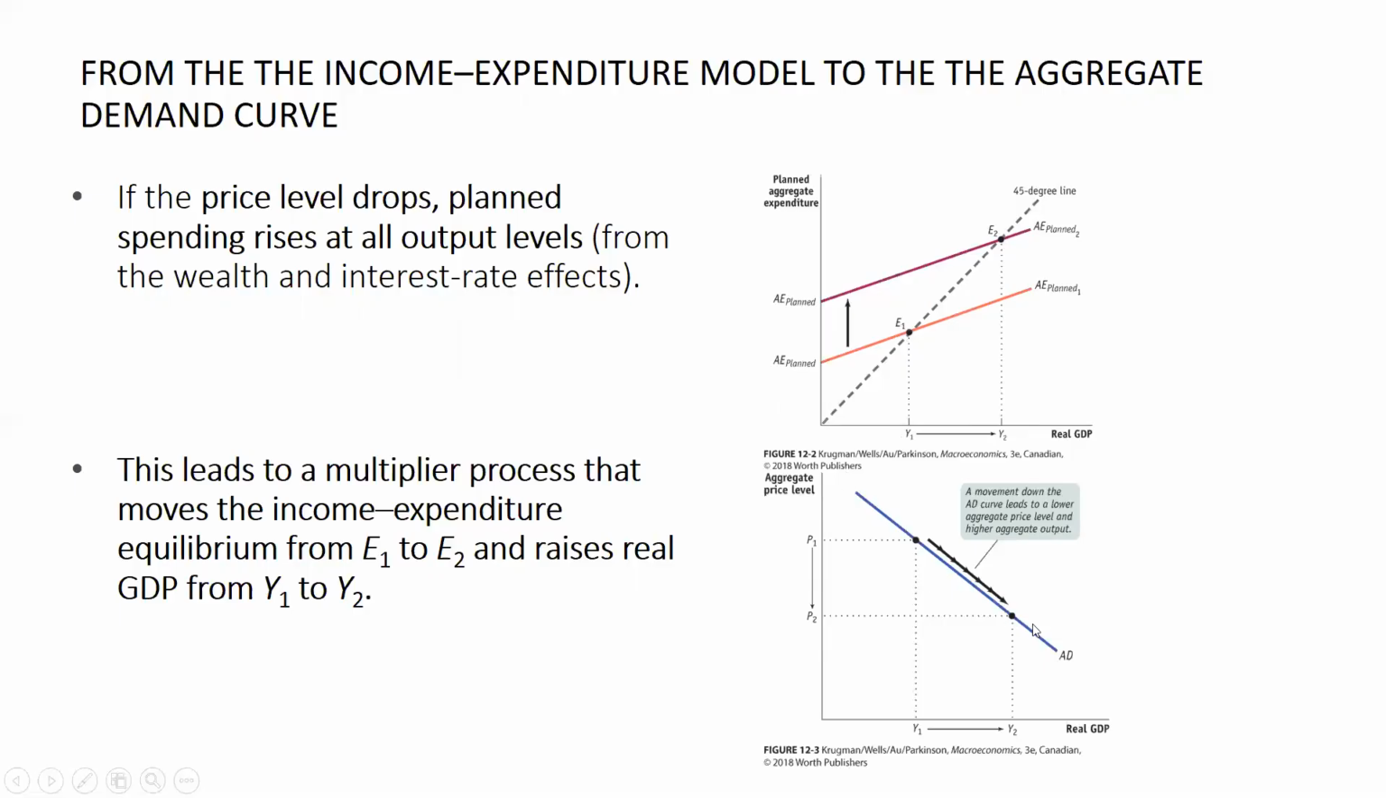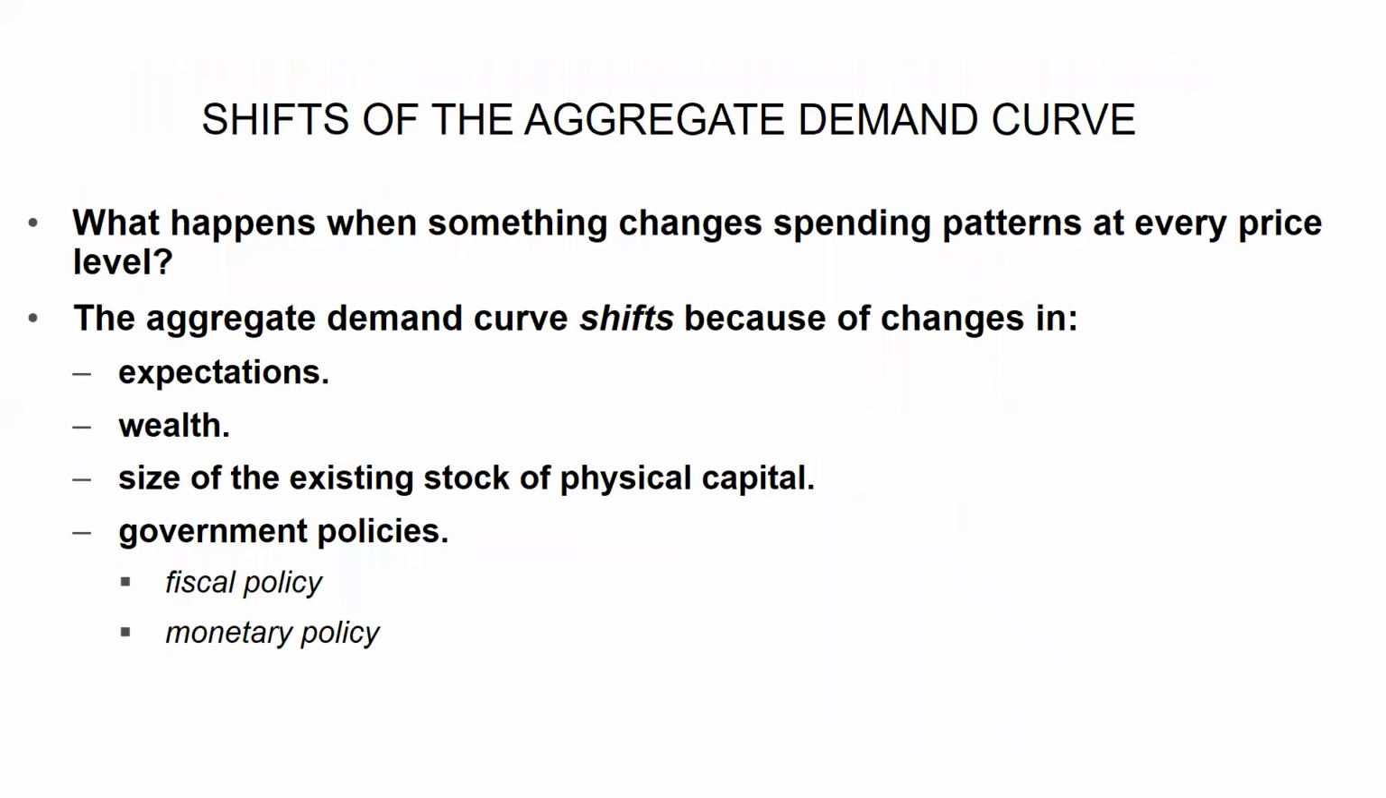So the aggregate demand curve, you can think of it as capturing all the ideas we discussed in our income expenditure model, and it follows all the equilibrium points, how they change as you change the price level of the aggregate of the income expenditure model. Okay, so that's what the aggregate demand curve is.